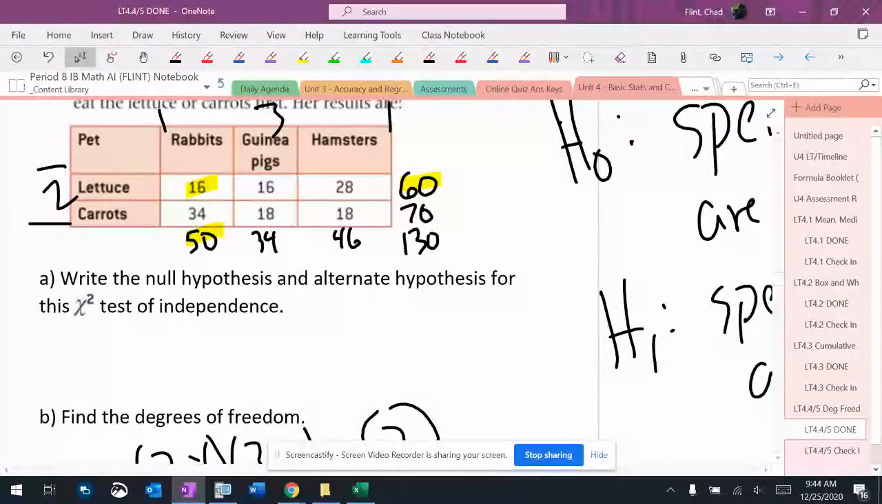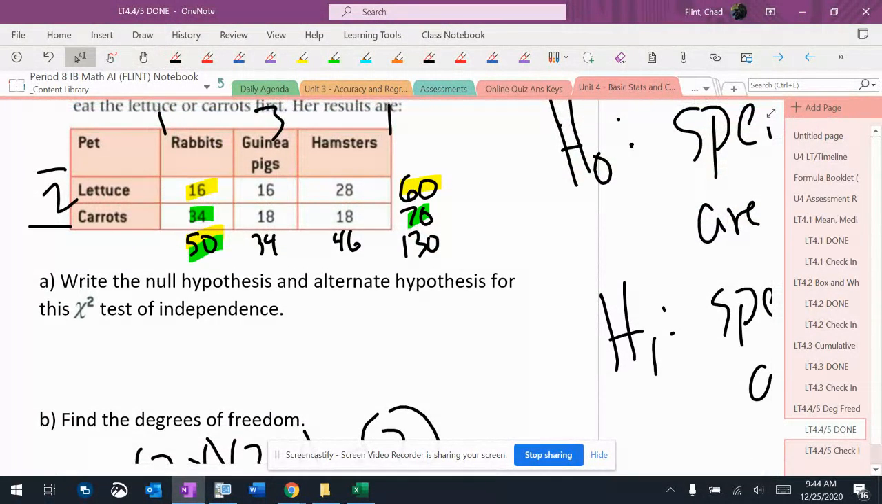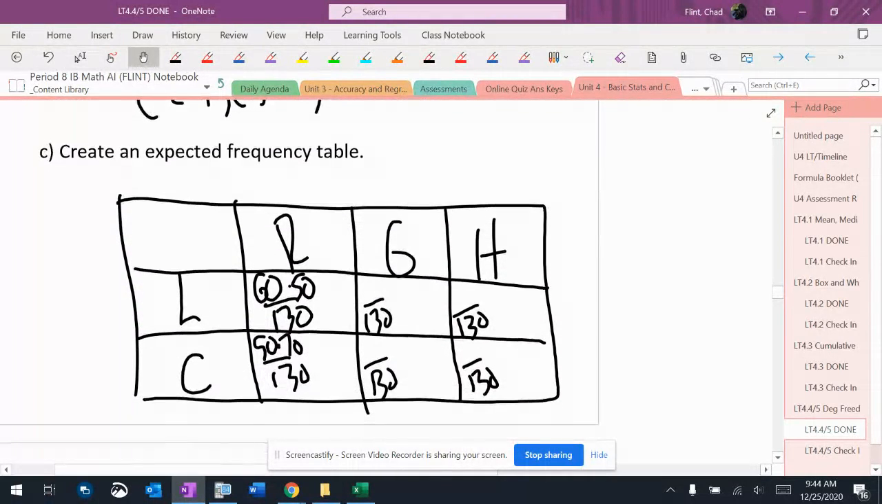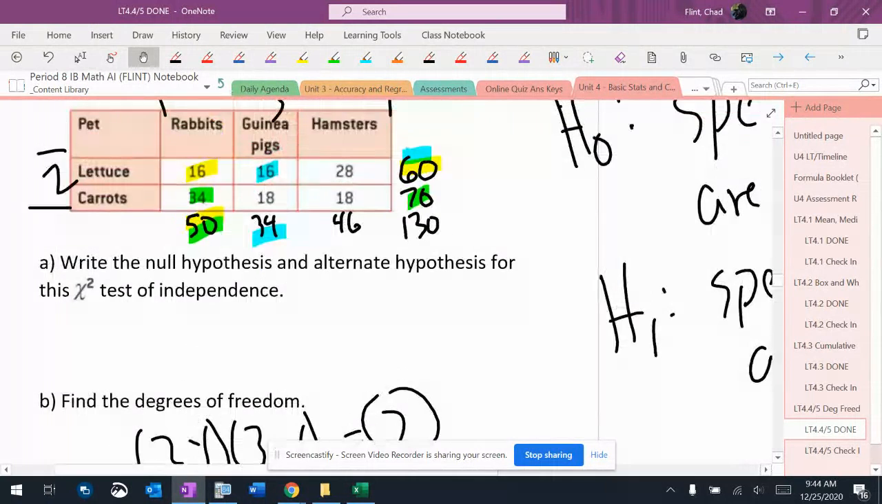Let's go down to the next box down here, and I have a lot of colors. So this is going to be 50 times 70 divided by 130. And then you just do this for each one. So each of them is going to be divided by 130. If I want to shortcut this a little bit, I can put that in there. So the next one, right here, is going to be 60 times 34 divided by 130.